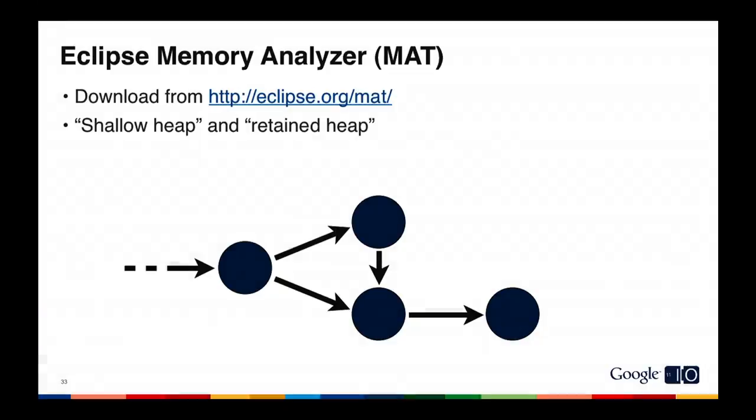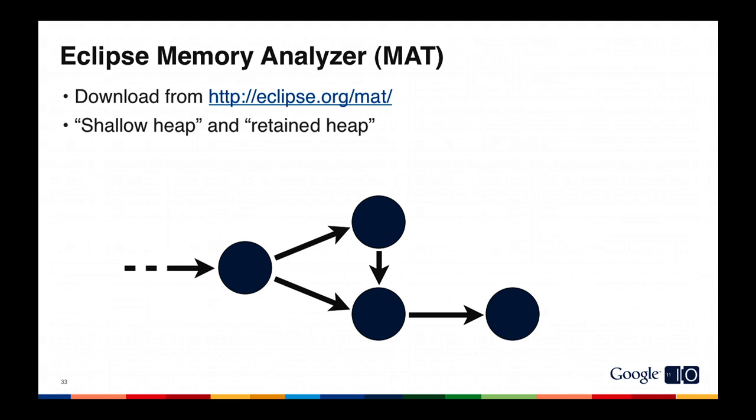So the Eclipse memory analyzer can be downloaded from the eclipse.org site. It comes in a couple flavors. There's an Eclipse plugin version. There's also a standalone version. I'm going to be demonstrating the standalone version. I just personally prefer not to have Eclipse have all these different plugins. I kind of like to keep things a little bit separate. But they're basically the same.